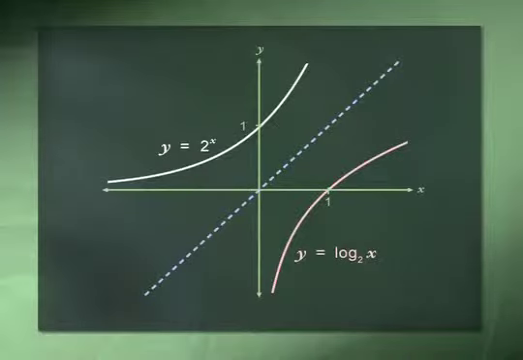Here's a graph of 2 to the x, which sort of looks like e to the x, and the graph of log base 2 of x, which sort of looks like our natural logarithmic function. And they are reflections of each other along the line y equals x.